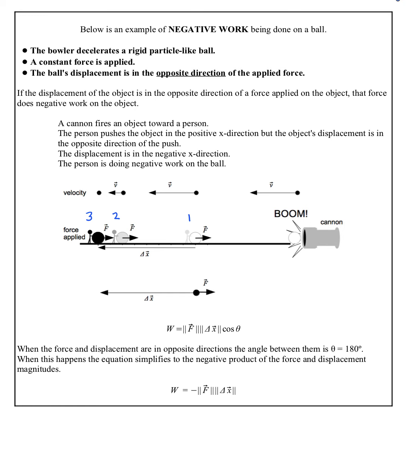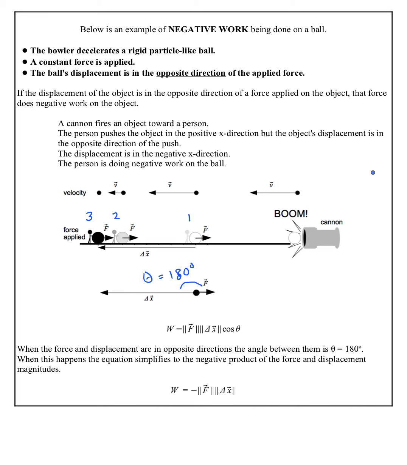Now here the person is applying a forward force, but the ball doesn't actually go forward in this interaction. The ball pushes the person back. And so what that shows is that the force and the displacement actually have 180 degrees between them. This means that negative work is going to get done here.